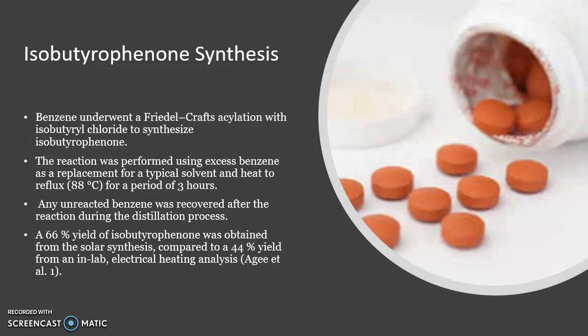Isobutyrophenone synthesis. Benzene underwent a Friedel-Crafts acylation with isobutyryl chloride to synthesize isobutyrophenone. The reaction was performed using excess benzene as a replacement for a typical solvent and heat to reflux at 88 degrees Celsius for a period of 3 hours. Any unreacted benzene was recovered after the reaction during the distillation process. A 66% yield of isobutyrophenone was obtained from the solar synthesis compared to a 44% yield from an in-lab electrical heating analysis.